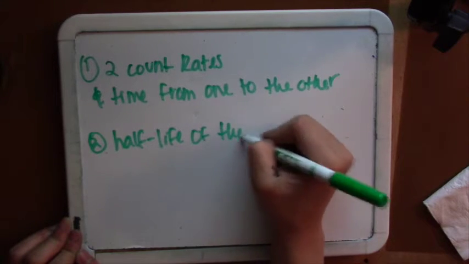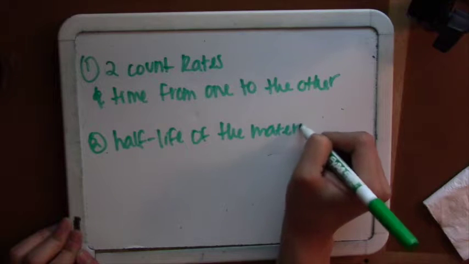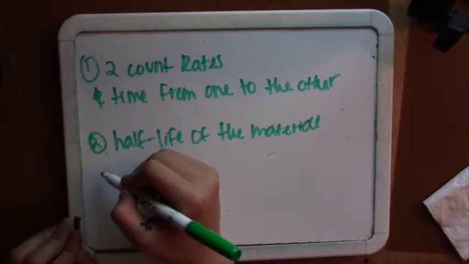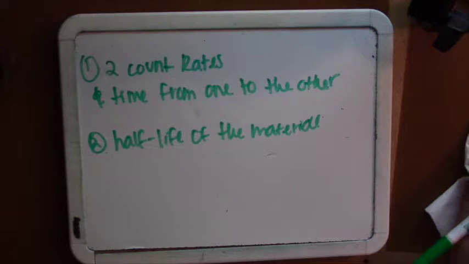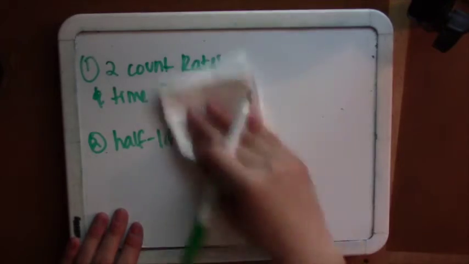The second way to calculate a half-life is if you know the half-life of the material, you are then able to calculate the count rate, and so that will also determine. So it can go both ways. It all just depends on what you're given. It's typical to most equations used in any sort of math.